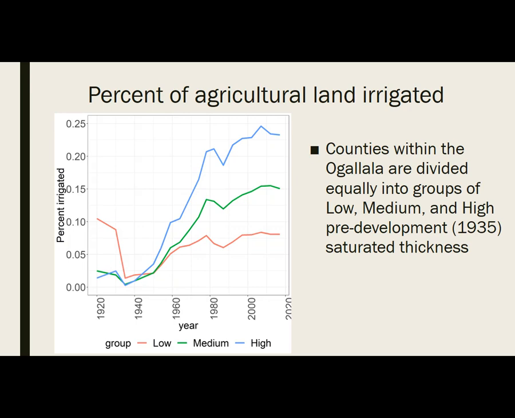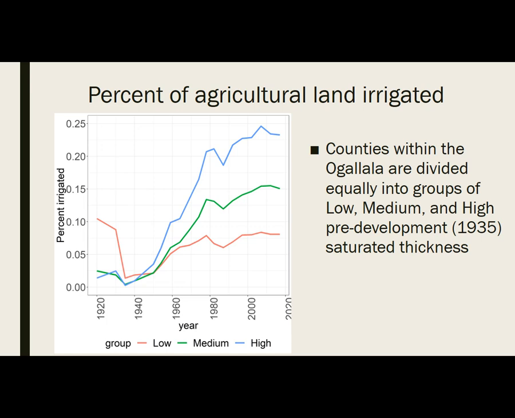Now, if we look at the relationship between saturated thickness and some economic outcomes, like the percentage of land that's irrigated, you can see that saturated thickness has a dramatic impact. So here I show the counties that overlie the Ogallala Aquifer broken up into three categories: low, medium, and high levels of saturated thickness. And in the pre-development time period, before 1940, you can see that there really was no difference in the quantity of land that was irrigated across these three groups of counties.